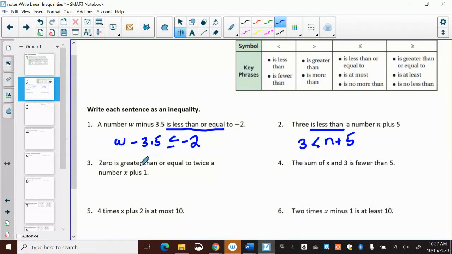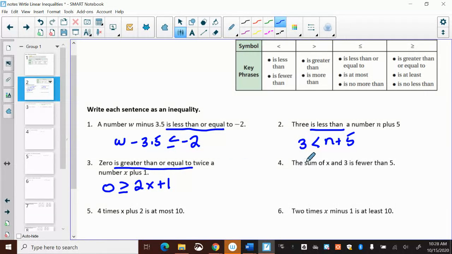Okay, 0 is greater than or equal to twice the number x plus 1. So is greater than or equal to is greater than or equal to. So there's our words. This is our symbol. 0 is greater than or equal to twice a number. Twice means to multiply. Plus 1.